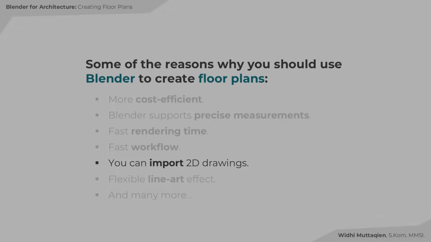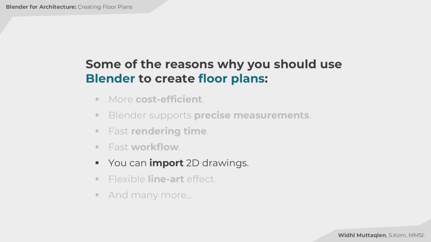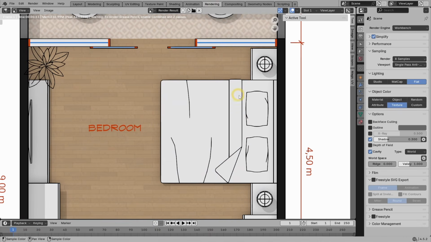The fifth reason is that you don't even need to create all your furniture blocks from scratch. You can download them from the web in the DWG, DXF, or SVG formats. And the sixth reason, you can easily generate this nice-looking line effect that has a hand-drawing feel to it.